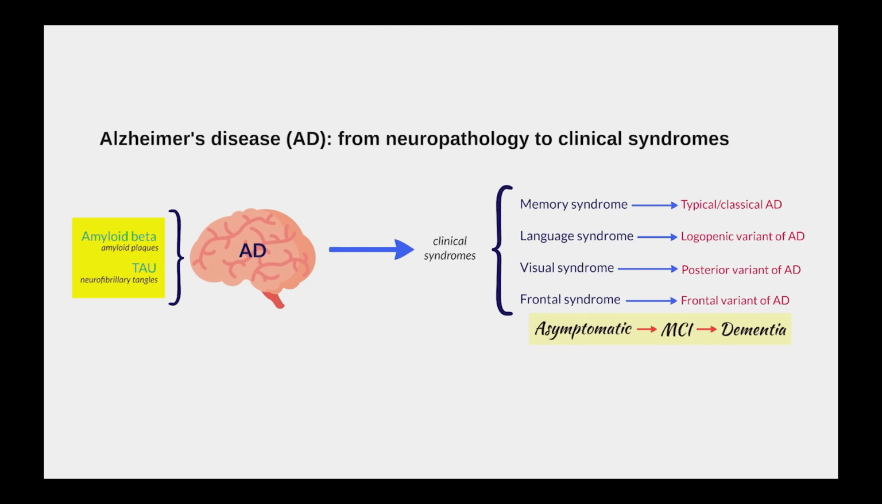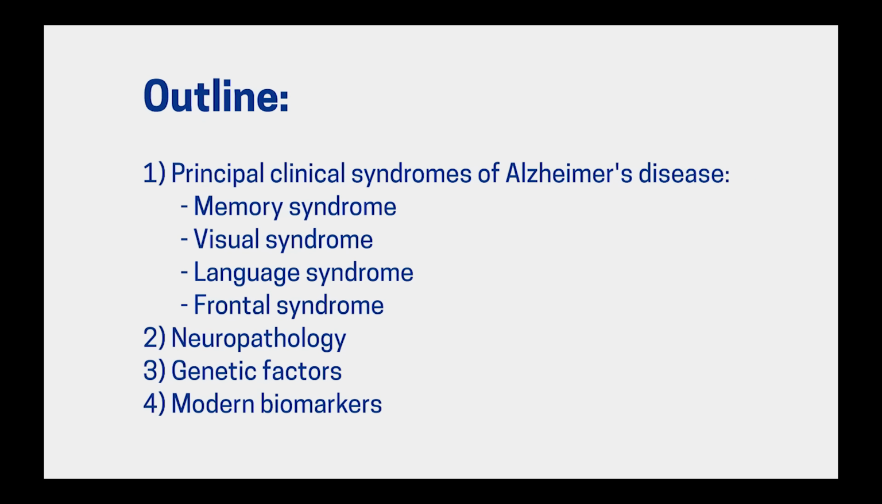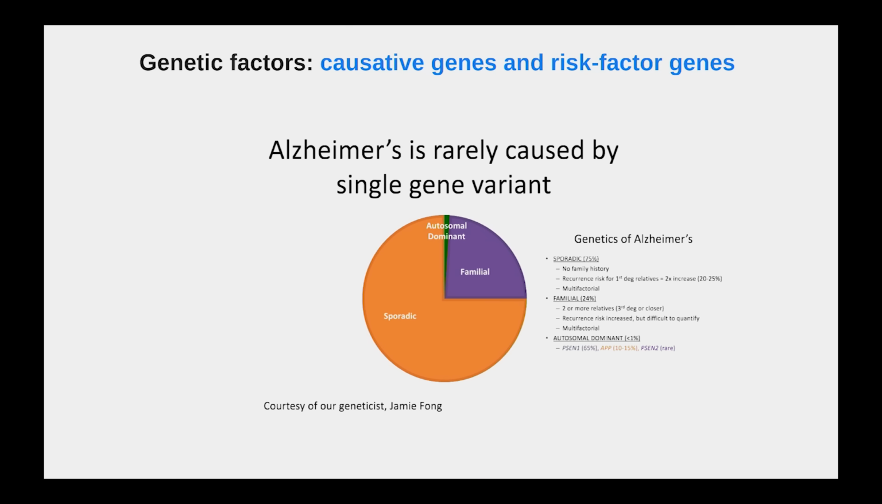All right. So we talked about the pathology. We talked about the manifestation. And let me talk a little bit about the genetics of Alzheimer's disease before we dive into ways in which we can detect it in our current day and age. So Alzheimer's disease is actually rarely caused by a single gene variant.